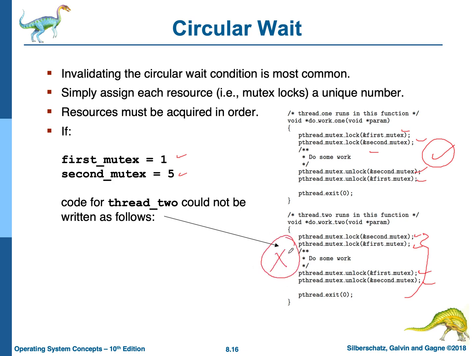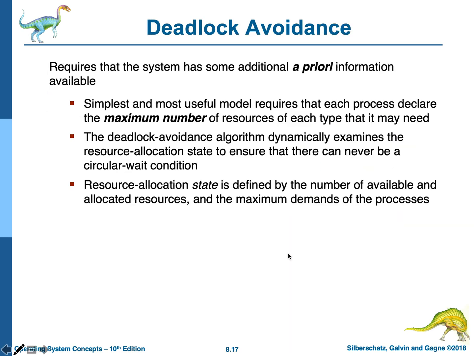In the circular wait, we force the system to demand the resources in the increasing order, not in the decreasing order or in random order. Okay, random order is also not allowed, decreasing order is also not allowed, only increasing order is allowed in the circular wait. So this is the deadlock prevention. Okay, now second is deadlock avoidance.